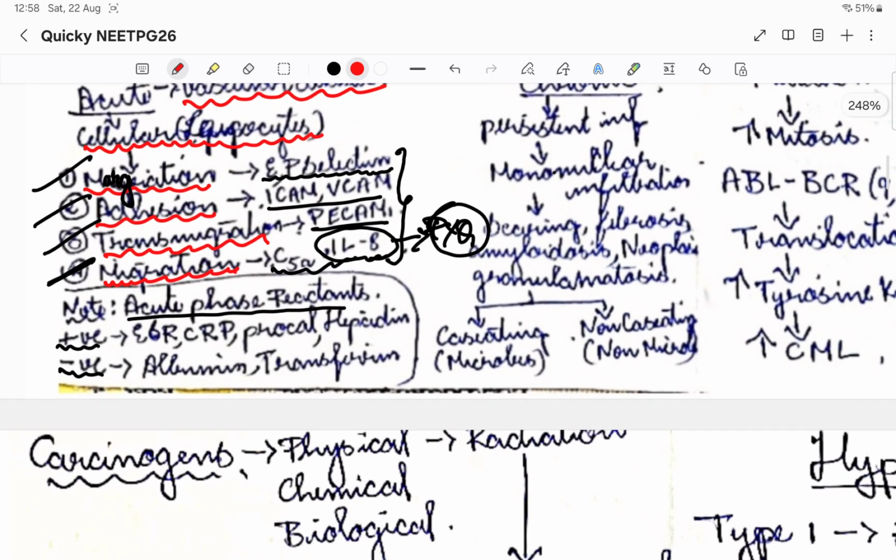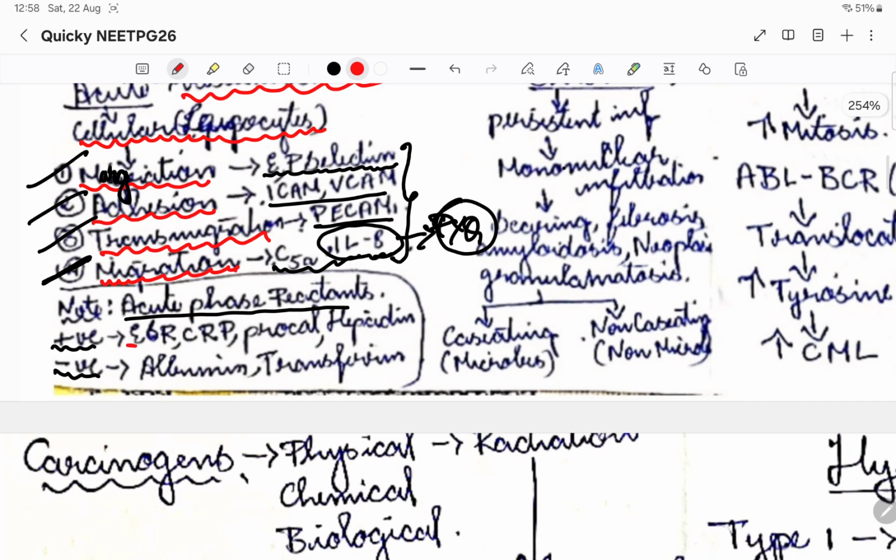So what we do is, the positive acute phase reactants are ESR, CRP, procalcitonin and hepcidin. These levels will be raised in the body, whereas albumin and transferrin will be reduced inside the body.